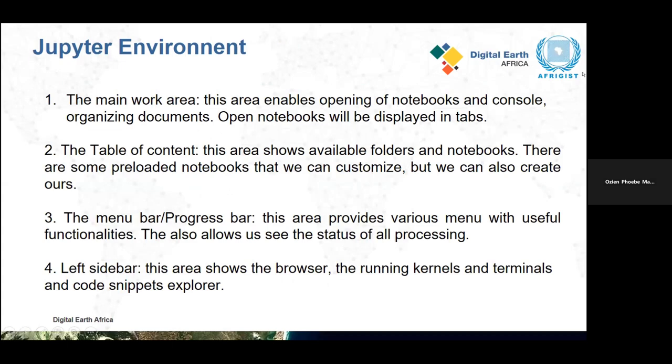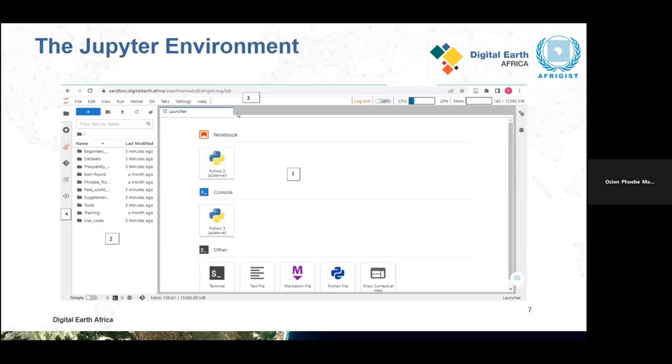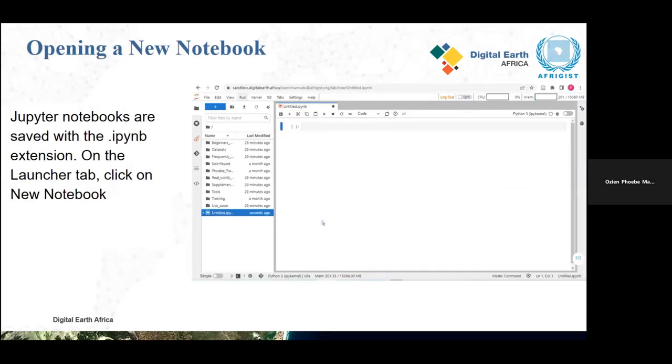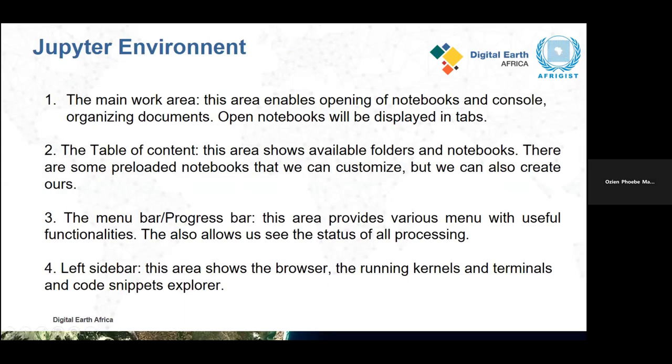When you open notebooks, you can open multiple notebooks at the same time, but they will all be shown in tabs in the main window of your work environment. Now, the table of contents shows all the folders that are available, and you can also create your own folders, just like you would have in your typical laptop or workspace environment, where you can create notebook folders and put documents in your folders. You can also do similar on your table of contents.